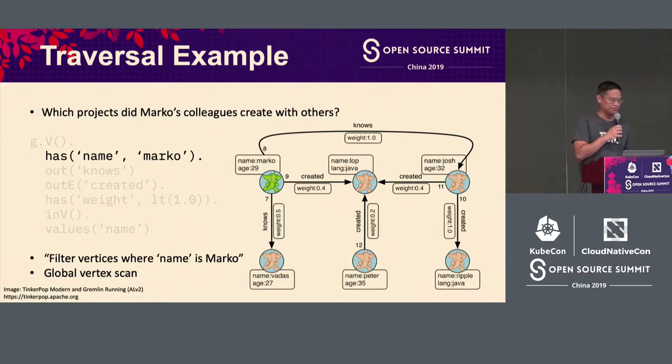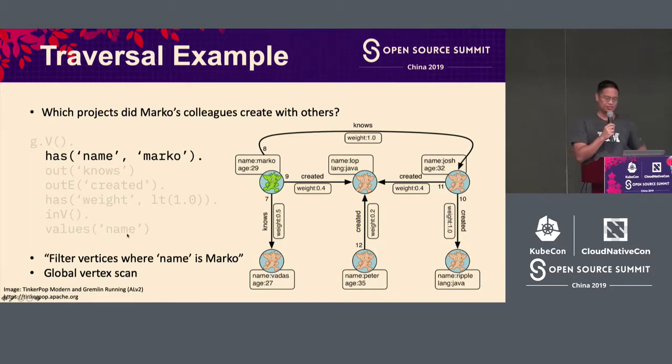The next step is hasName Marco. So this is a filter step, and what it will do is select only the vertices which have the name of Marco. So here, the only green guy left is over here, the Marco node. All the other traversers have been killed.